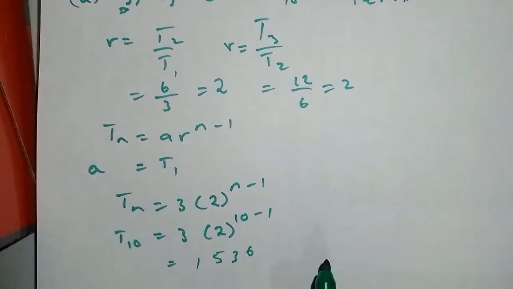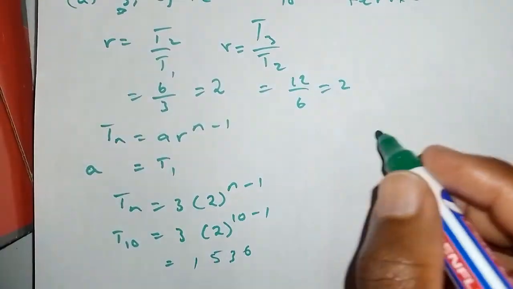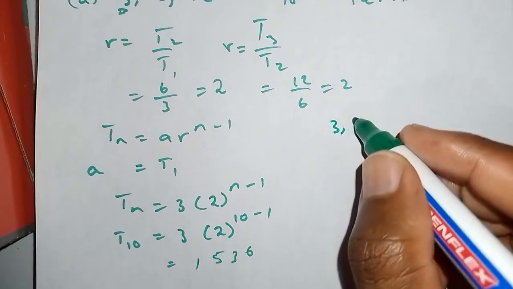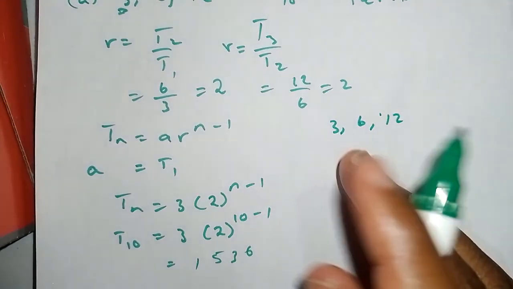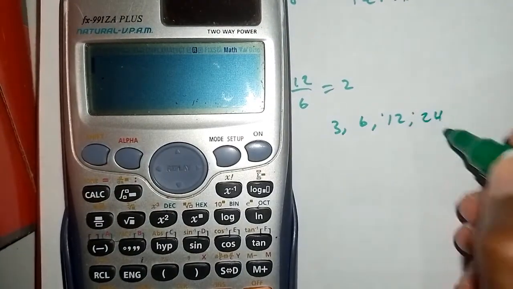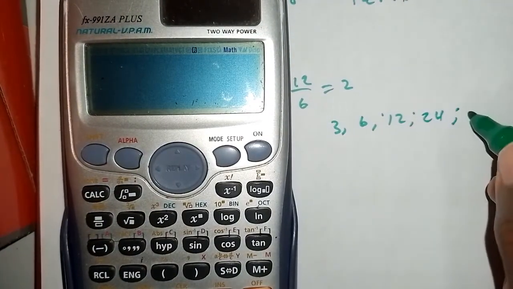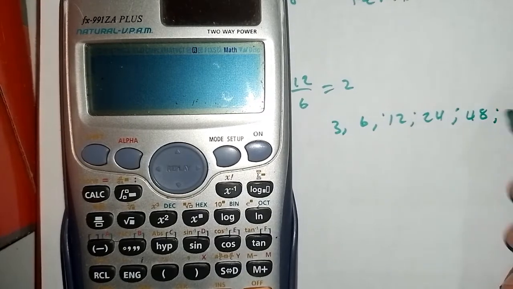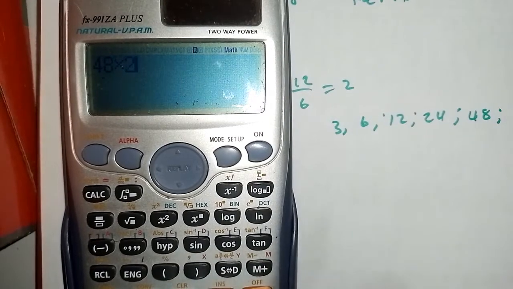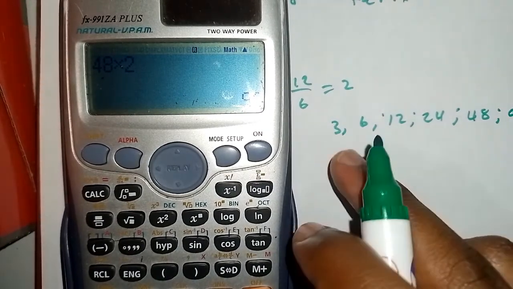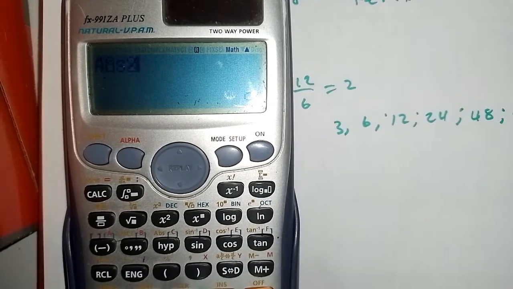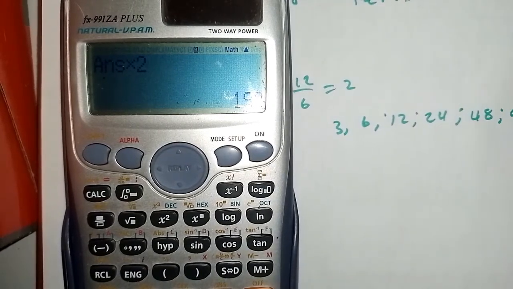Some people say, I don't like using the formula, I'll just go manual. Okay. I have 3, I have 6, I have 12. Then T4, I'm just going to say 12 times 2 gives you 24. T5, 24 times 2 gives you 48. Let me just make sure. Yes, and then 48 times 2 is 96. We are on term 6. And then 96 times 2 is 192.